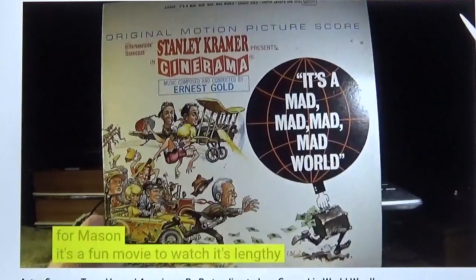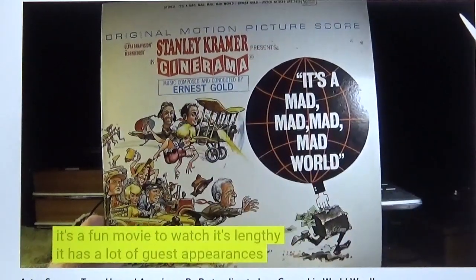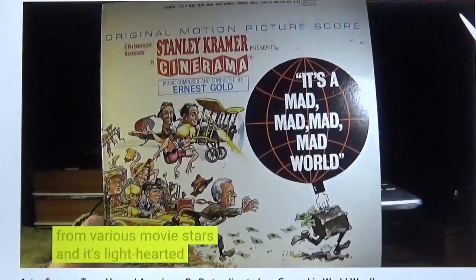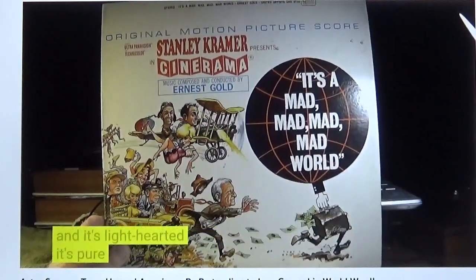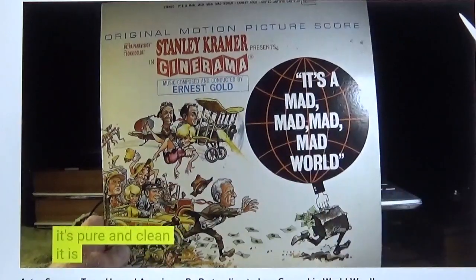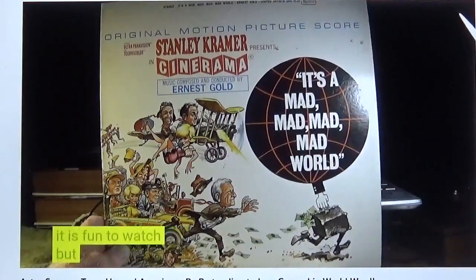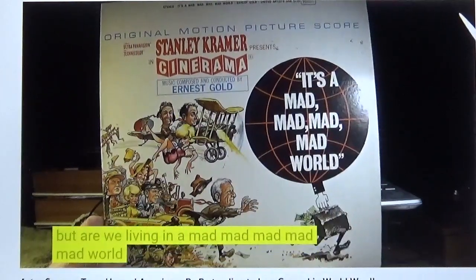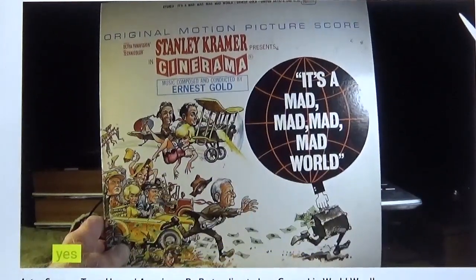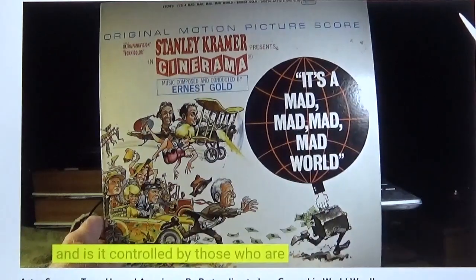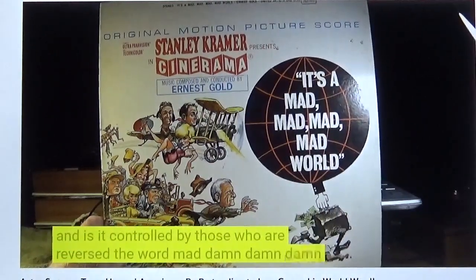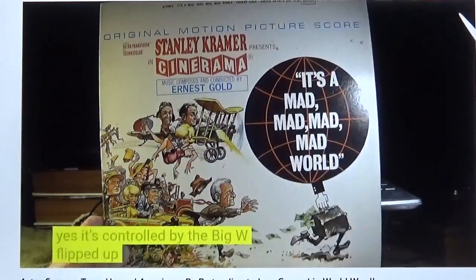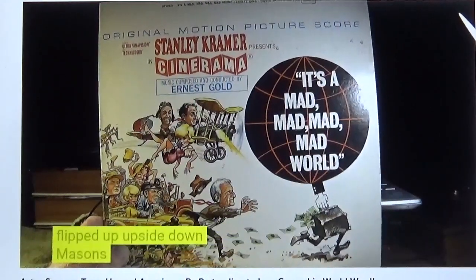It's lengthy. It has a lot of guest appearances from various movie stars. And it's lighthearted. It's pure and clean. It is fun to watch. But are we living in a mad, mad, mad, mad world? Yes. And is it controlled by those who are, reverse the word mad, damn, damn, damn, damn? Yes, it's controlled by the big W, flipped upside down, Masons.